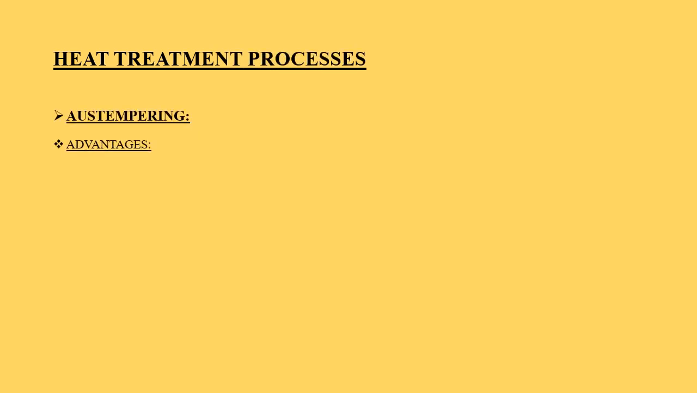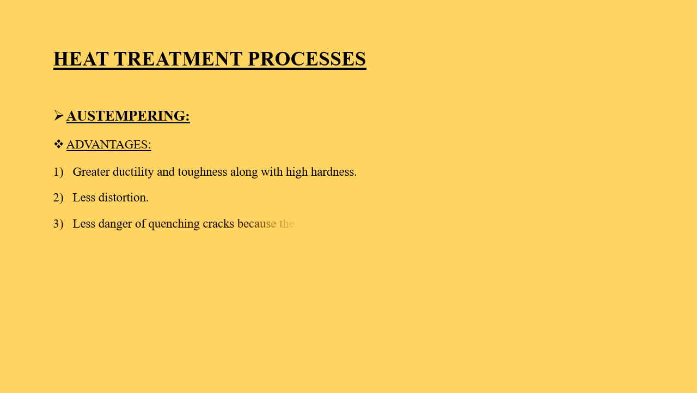The advantages of austempering are: greater ductility and toughness along with high hardness are produced. There is less chance of distortion. There is less danger of quenching cracks because the quench is not very drastic.